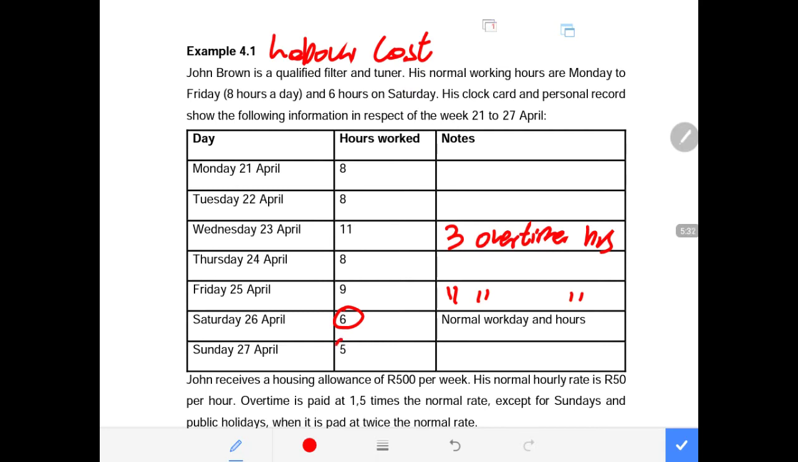On Sunday, obviously, this must be overtime. And as I said to you, most of the time companies will pay you double on Sunday and public holiday.